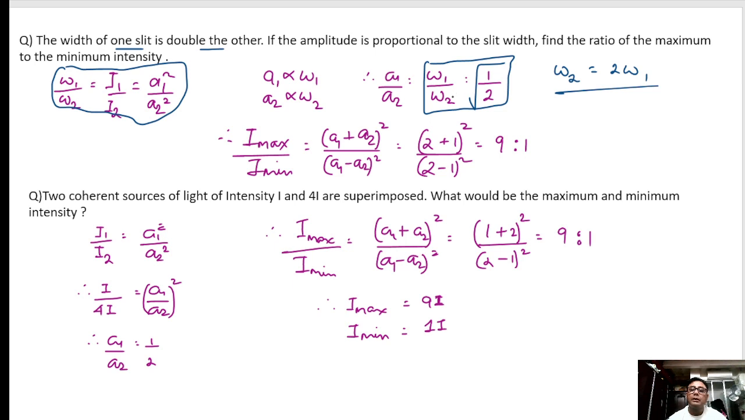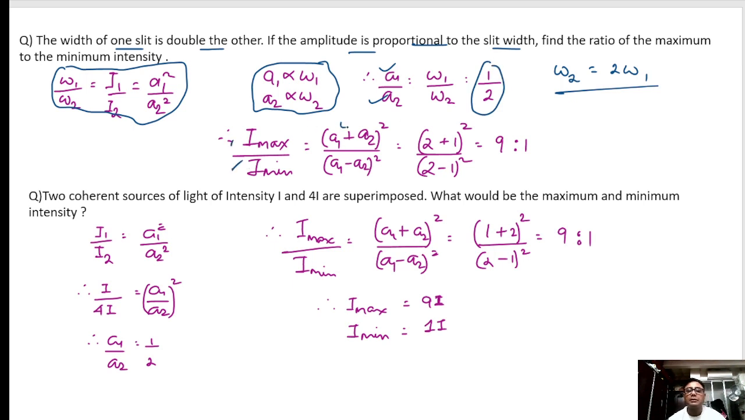Okay, so it should be what? A1 plus A2, if the amplitude is proportional to the slit width. Okay, so they are telling here, so we don't have to take the root. Basically, amplitude is proportional to the slit width. They are already giving the information to us. That means the amplitude ratio will also be the slit width ratio. So then I max by I min we can easily find out using this condition. Putting the values we can find it out.